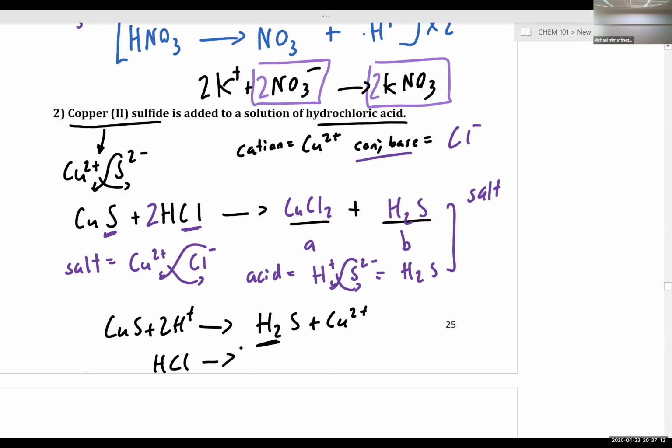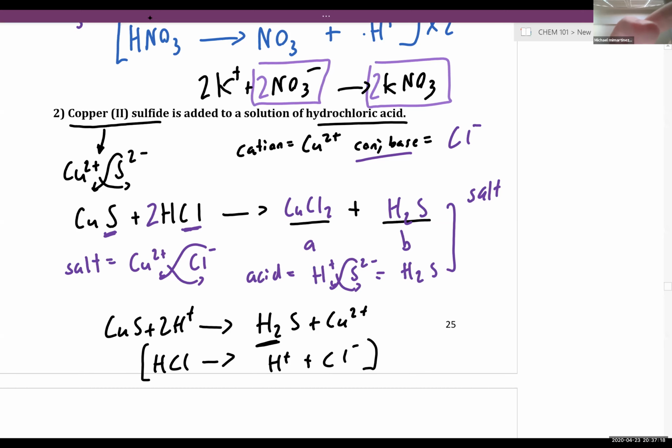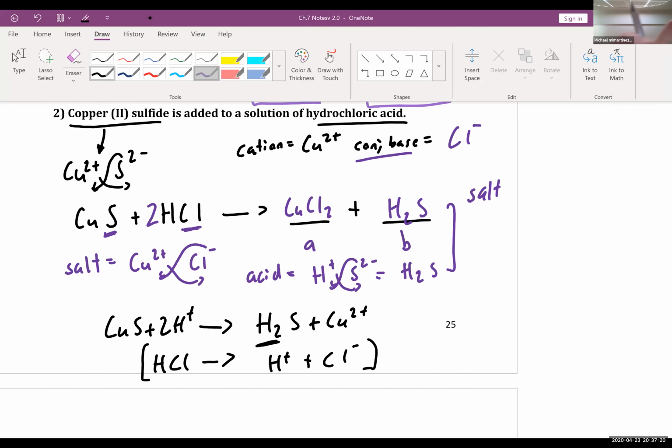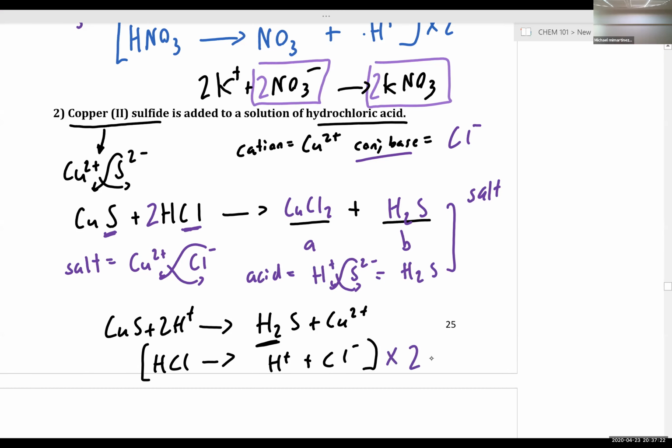Hydrochloric acid will dissociate into H+ and Cl-. If I want to take the least common multiple, the least common multiple is 2, so I multiply my bottom equation by 2. H+ cancels, we get the same result. Again, whatever method you prefer, both are valid. It really comes down to preference.